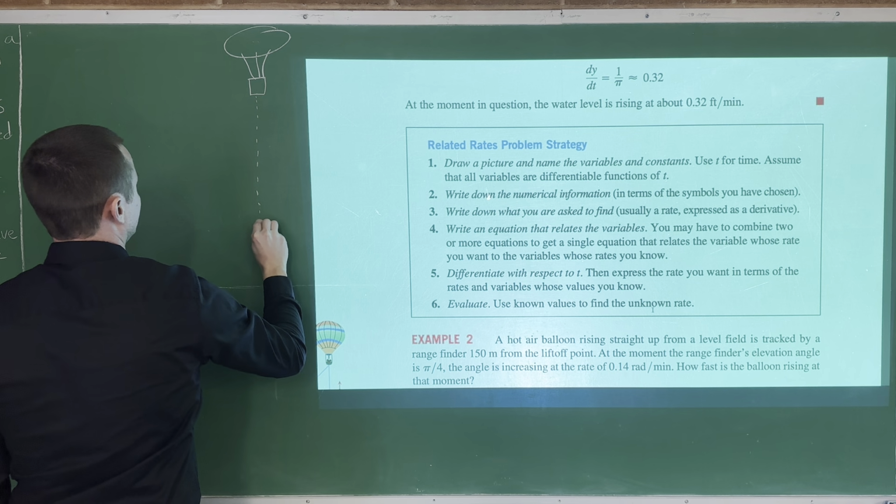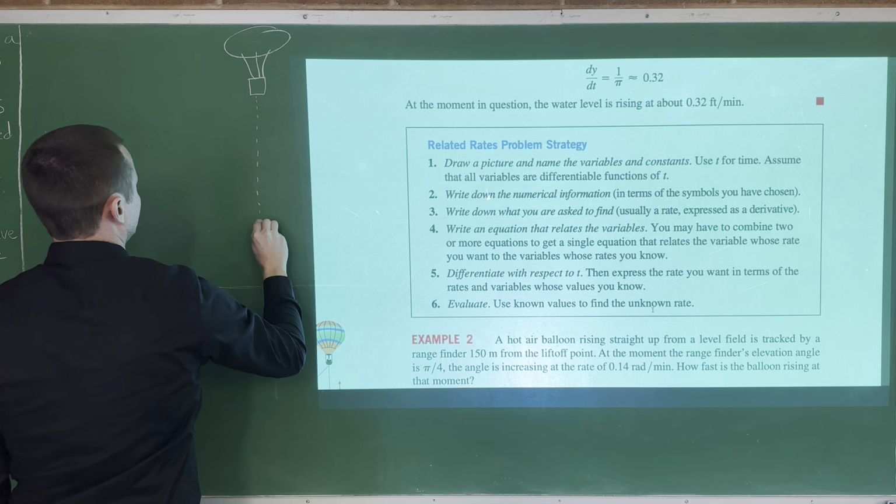So I know this is 150 meters. And our rangefinder is obviously pointing at our hot air balloon, so that's going to create some angle theta that we're going to end up caring about. Let's keep reading. At the moment, the rangefinder's elevation angle is pi fourths. So the time we care about is when theta is equal to pi fourths.